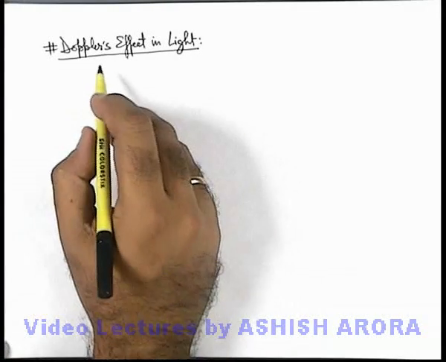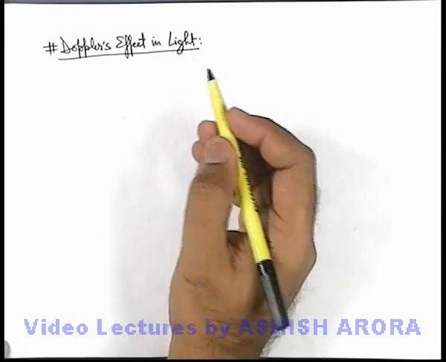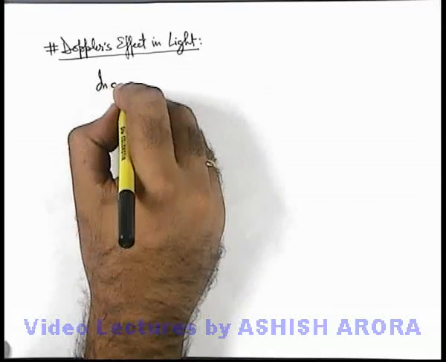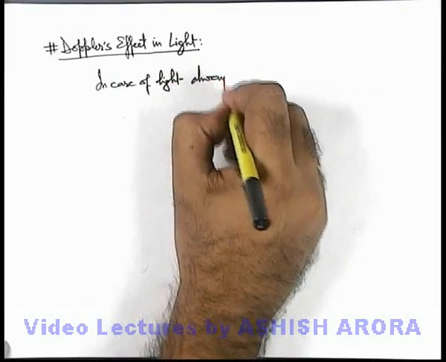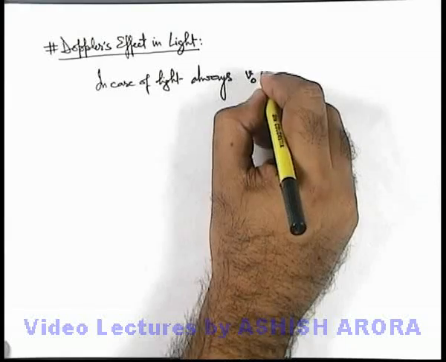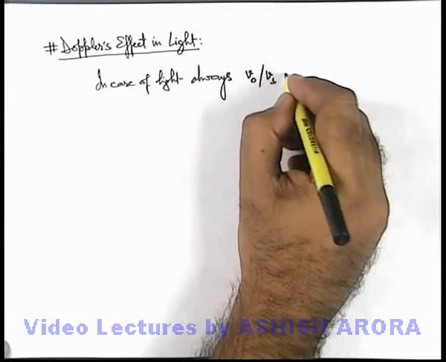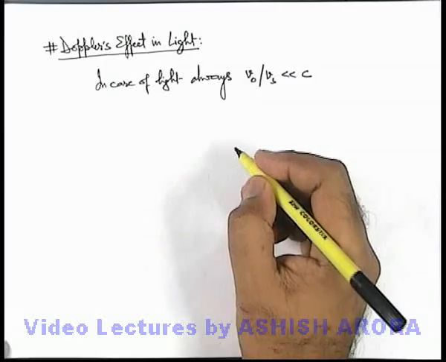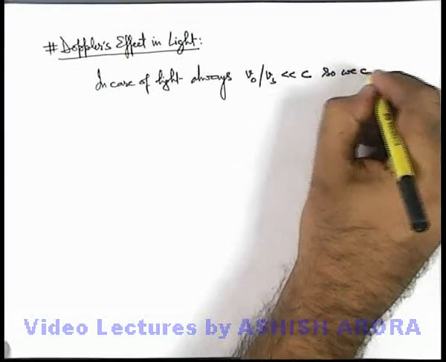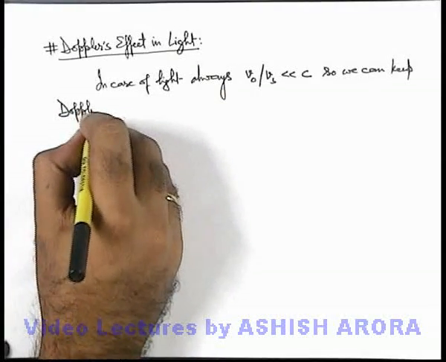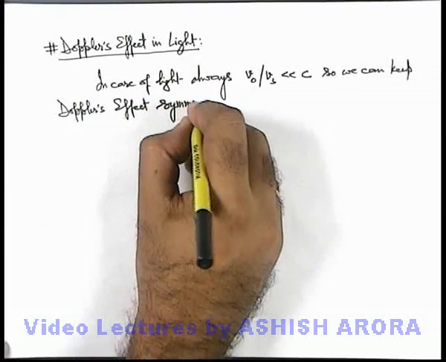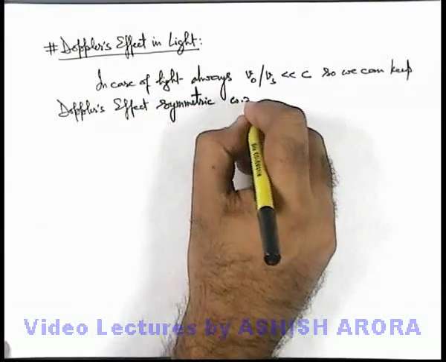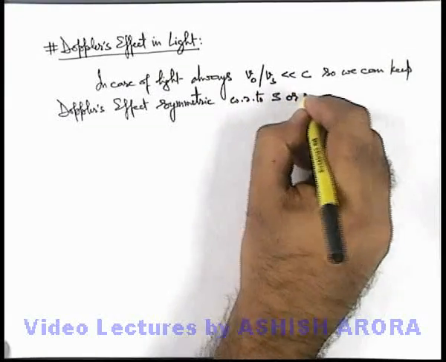Let us discuss the phenomenon of Doppler's effect in light. For light, we can always state that the velocity of the observer or the velocity of the source is always taken to be very small compared to the speed of light c. So we can keep Doppler's effect symmetric with respect to source or observer.